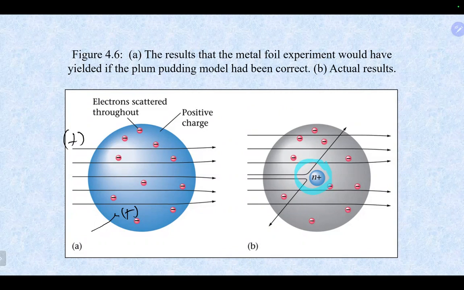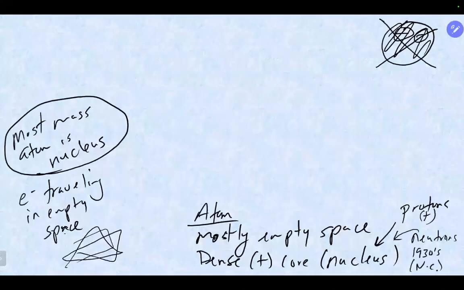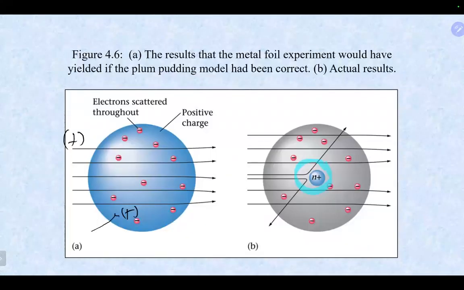What they actually saw was that most of them just went through pretty much no problem. They didn't really go one way or the other, they went straight through. And that led us to the idea that the positive charge is not really spread out all over, but it's mostly empty space. But it definitely does have positive charge that's very concentrated in the nucleus. And that accounted for what they saw here, that every so often these particles would bounce off at really large angles. Other questions?